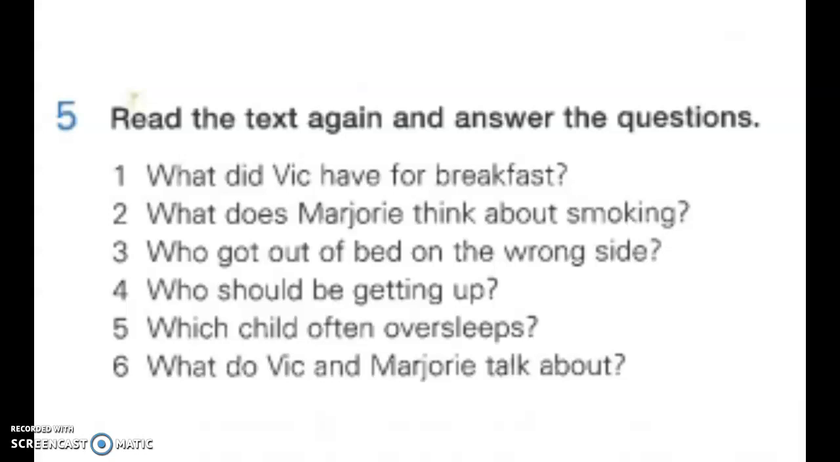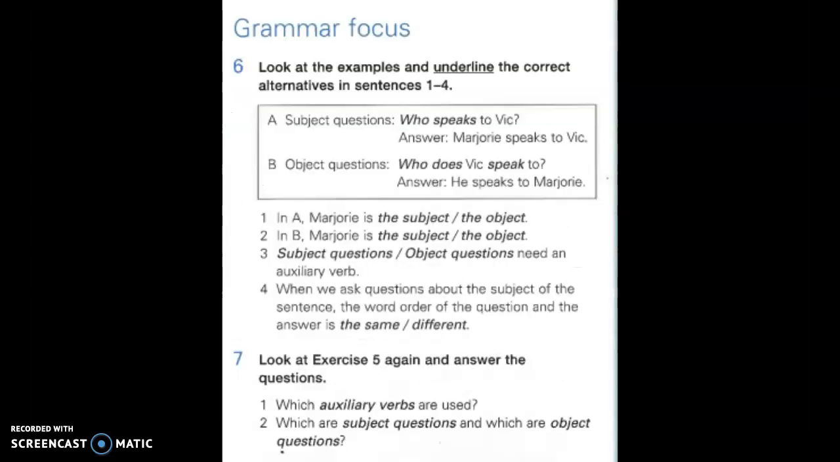You'll notice that all of these questions contain the target language, subject and object questions. This leads nicely onto the grammar focus. So in exercise 6, you can see it says, look at the examples and underline the correct alternatives in sentences 1 to 4. So as usual, in many course books, they put the grammar in a box like this.